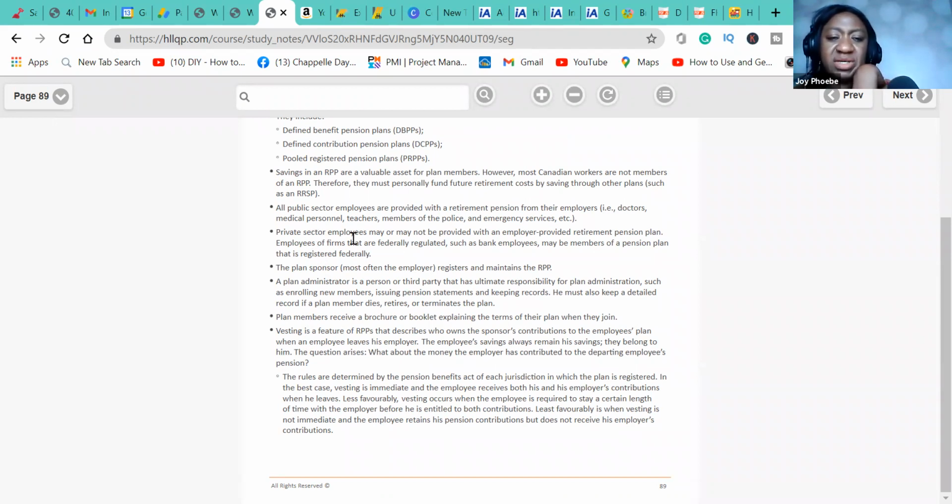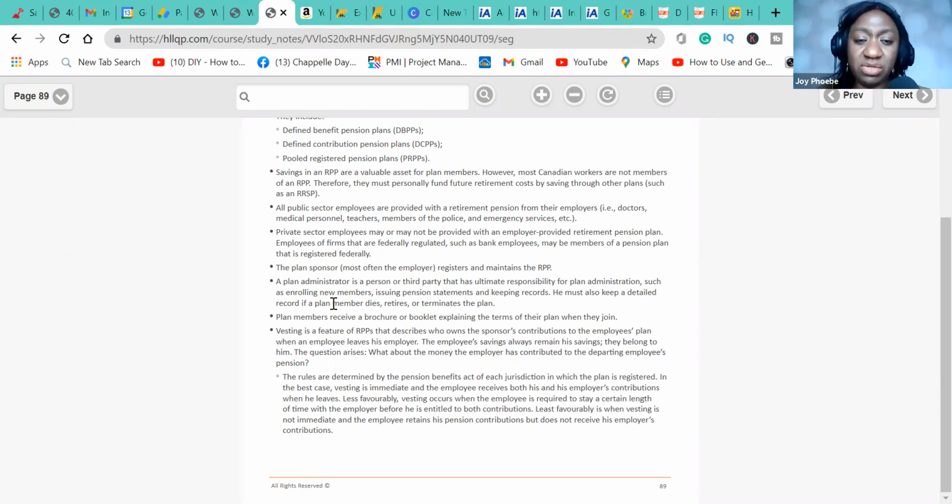Public sector employees are provided with retirement pensions from their employer, that is doctors, medical, teachers, and so on. The private sector employees may not be provided with an employer provided retirement pension plan. It depends. Like for us now, our business is a private business. Right now, we are not providing any retirement pension plan to our staff, but there are some organizations that do that, regardless of whether they are private or not.